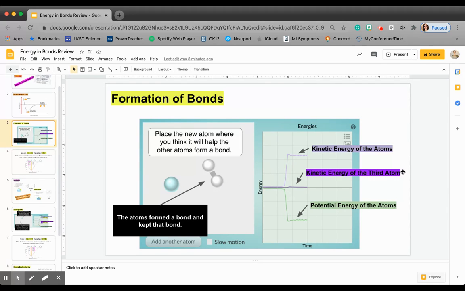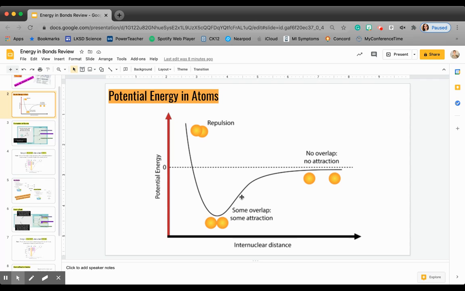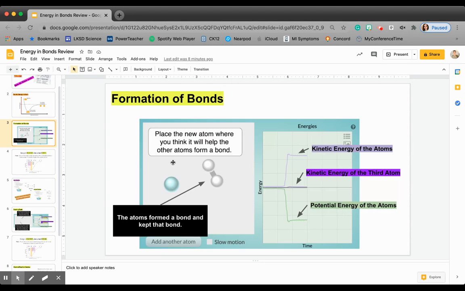We talked about how potential energy is converted to kinetic energy. And that was kind of like this chunk of the graph right in here. As soon as we start to see that force of attraction come into play between atoms, that potential energy is being transformed into kinetic energy. But if we were to just have two atoms all by themselves, in their own system, those atoms wouldn't be able to maintain the bond that they're trying to create because they have too much kinetic energy.